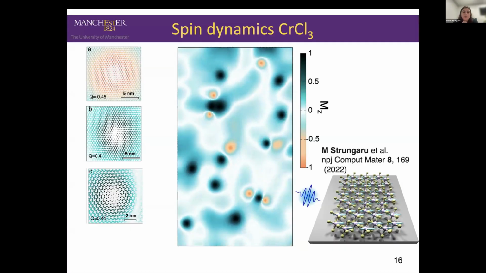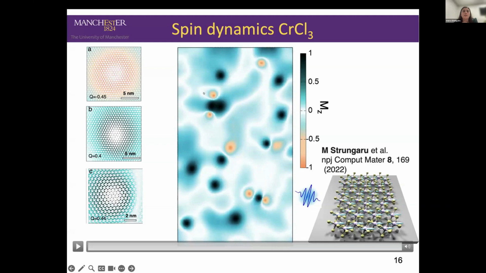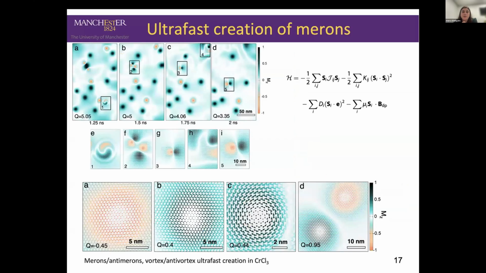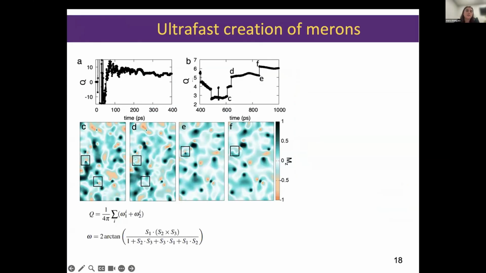So by using a laser pulse, we are able to nucleate vortex, anti-vortex structures, merons, anti-meron structures, and observe very rich dynamics in the system. And by calculating the topological number Q, by triangulating our spin system and calculating this solid angle here, we are able to look at how these annihilation and creation processes evolve over time. So this is one example of a topological charge as a function of time, and we observe these step-like processes which correspond to creation or annihilation of merons, anti-meron structures, vortex, anti-vortex structures in our 2D magnetic system.